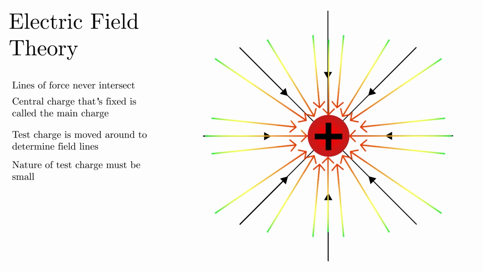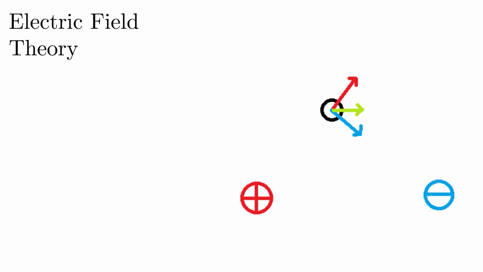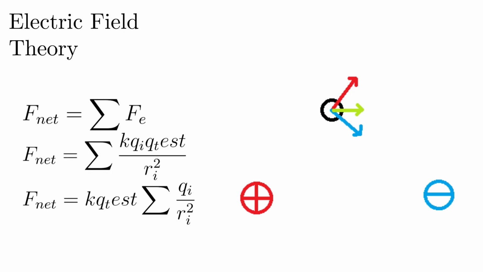Now that we know that these lines of force are generated by the net force vectors as we move Q2 around, we can actually do the same thing for more than one main charge. As you can see in the diagram, we have a positive main charge and a negative main charge. As we move this black test charge around, we can calculate the net force by adding the effect that the positive main charge has on it and the negative main charge has on it, and taking the resultant vector.